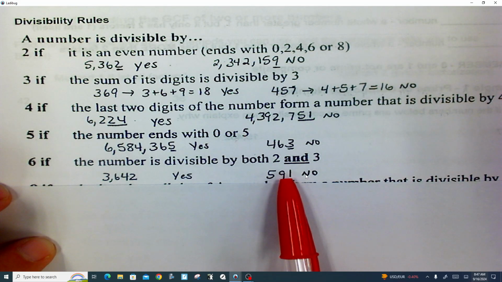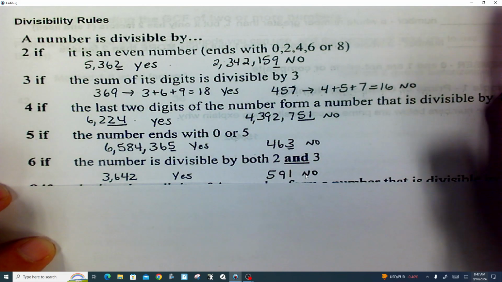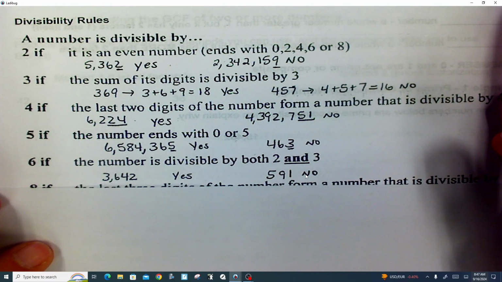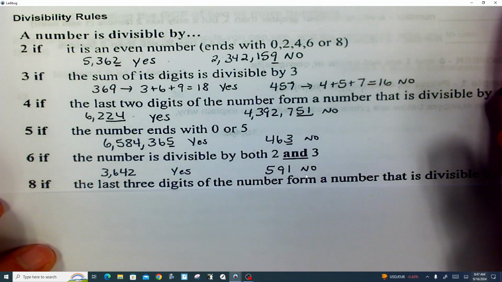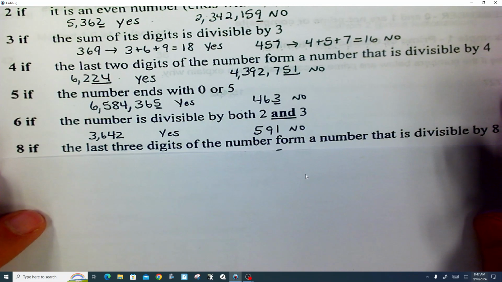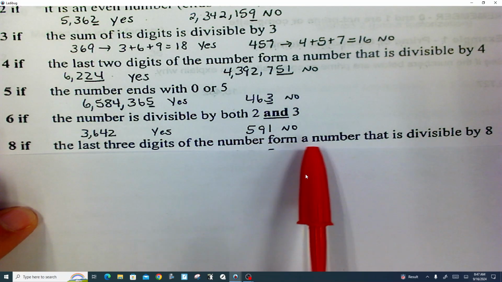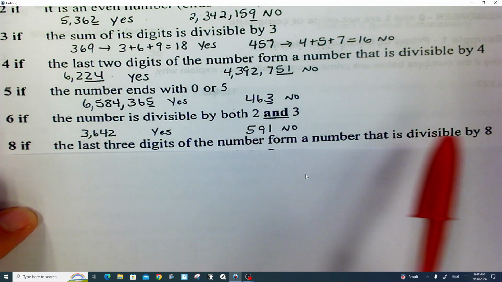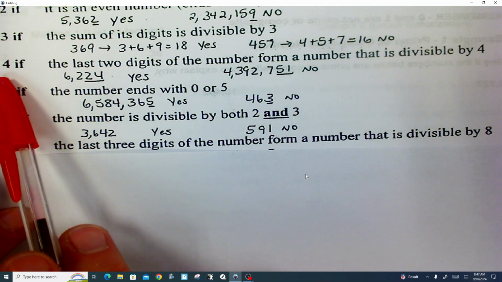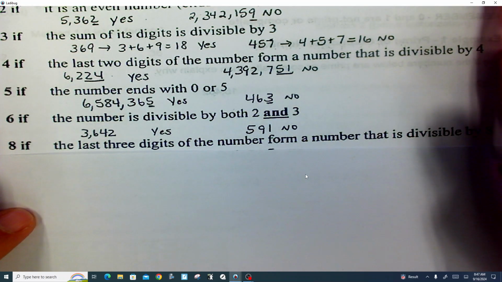Is this one divisible by 2? No. And so since it's not divisible by 2, I don't even have to ask myself if it's divisible by 3 because you got to be divisible by both of them. The 7s and the 8s. The 7s we're kind of skipping through there, but here's the 8s right here. If the last 3 digits of the number form a number that's divisible by 8. So this is kind of like 4, isn't it? It's kind of like the divisibility rules of 4.